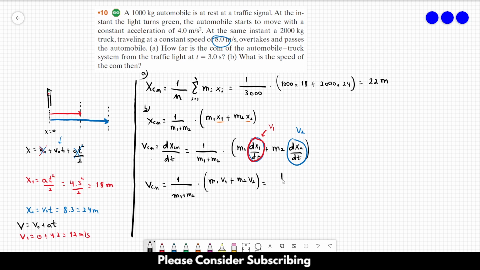So this would be equal to 1 over the sum of the masses, which is 3,000, times m1, which is 1,000, times the speed of the car, 12, plus the mass of the truck, which is 2,000, times its speed, which is 8. And this gives us 9.3 meters per second, and that's the answer to this exercise.